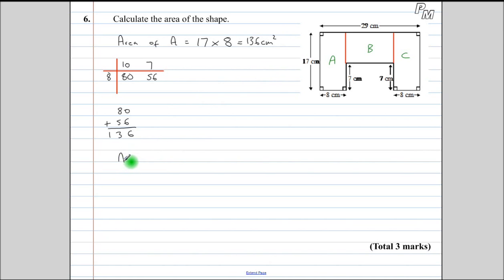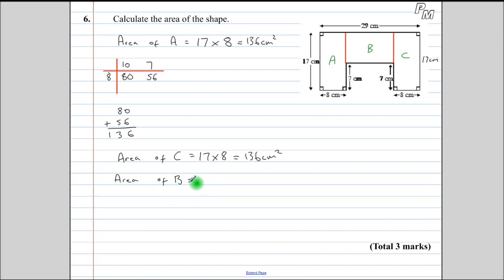Okay, we'll do the area of C next. And the reason I've missed B out is because if you look here, if this length is 17 here, that side must be the same, so that's 17 centimetres. And look, we're going to be doing 17 multiplied by 8 again, which we know is 136 centimetres squared because we've worked that out already. We've also got to do the area of B.